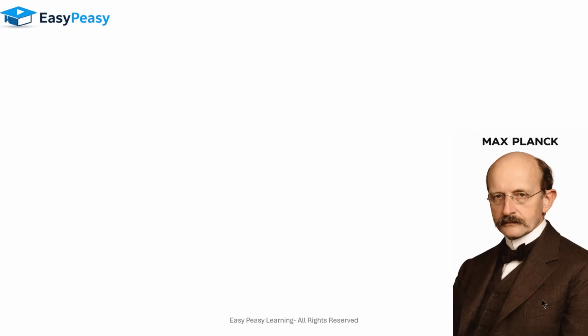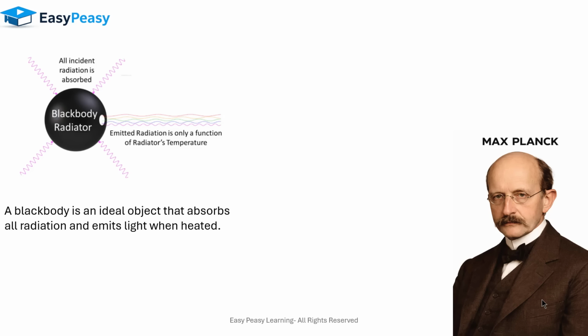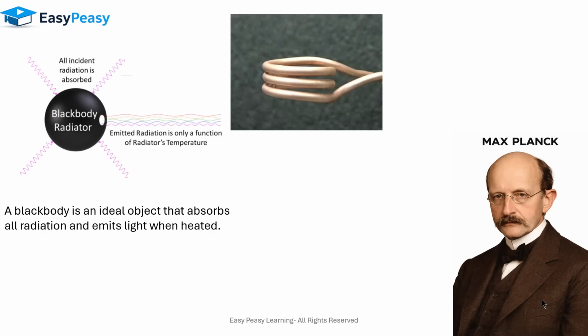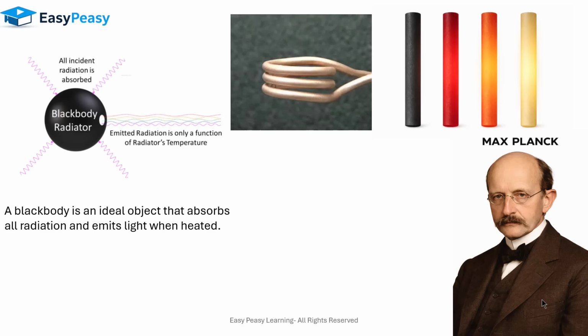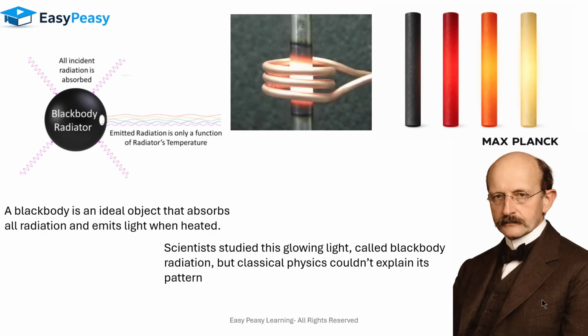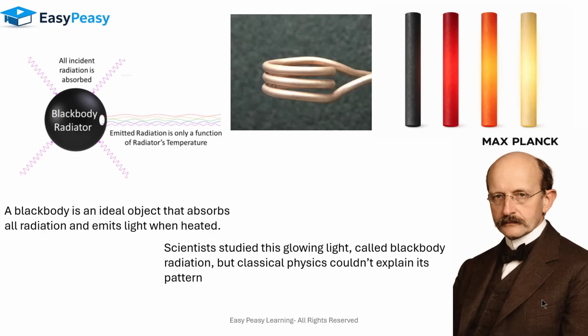Then a scientist called Max Planck came along. He was not working on electrons. He was rather working on black body radiations. Now, what is a black body? A black body is an ideal object that absorbs all radiations and emits light when heated. Just like if you heat up a rod, the rod starts glowing and has different shades of light. It starts from red to orange to white. So scientists studied this glowing light called black body radiation, but classical physics couldn't explain its pattern at that time.